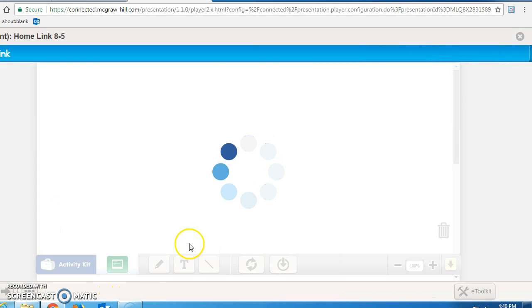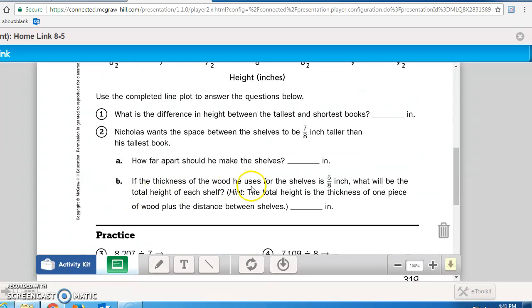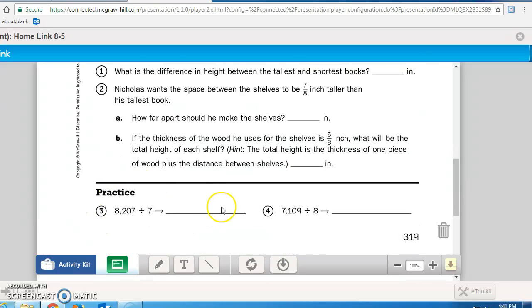And the questions read, number 1, what is the difference in height between the tallest and the shortest books? Number 2, Nicholas wants the space between the shelves to be 7/8 inch taller than his tallest book. So how far apart should he make the shelves? Letter B, if the thickness of the wood he uses for the shelves is 5/8 inch, what will be the total height of each shelf? Hint, the total height is the thickness of one piece of wood plus the distance between shelves. And next, finally, I want you to do the practice. Bring this up to me when you get it completed before you move on to lesson 8.6.